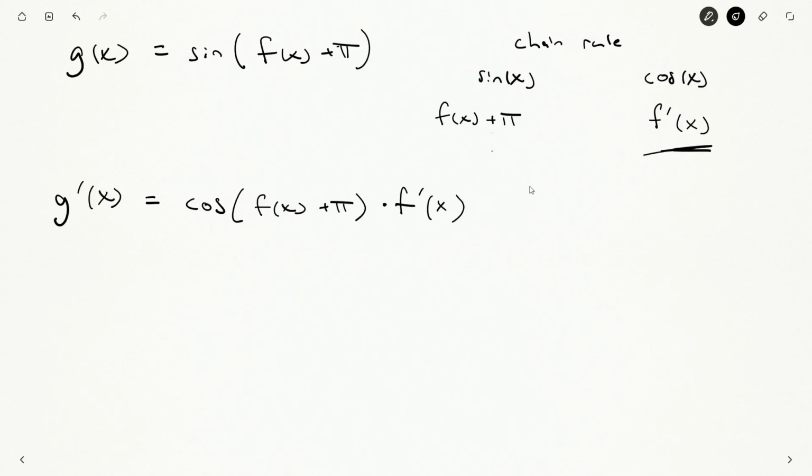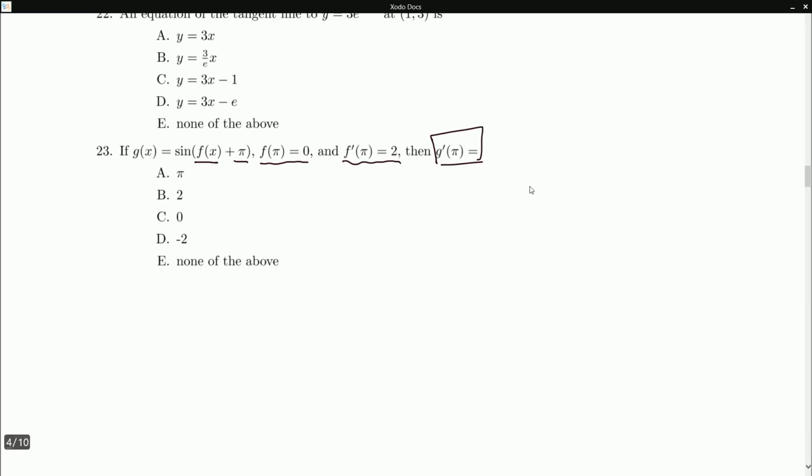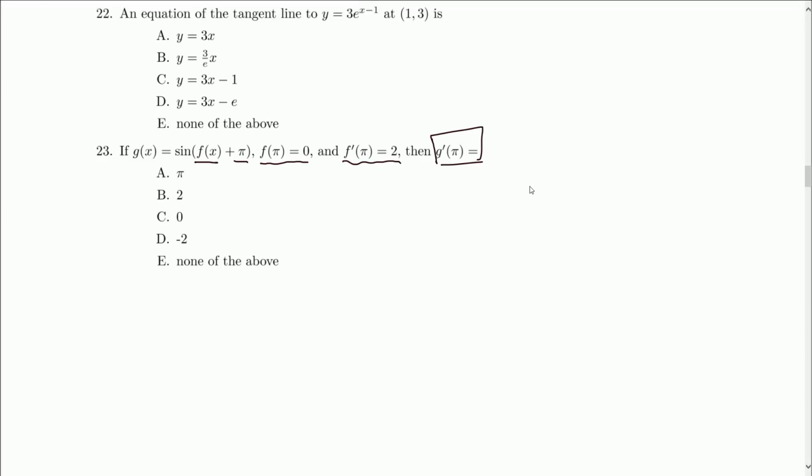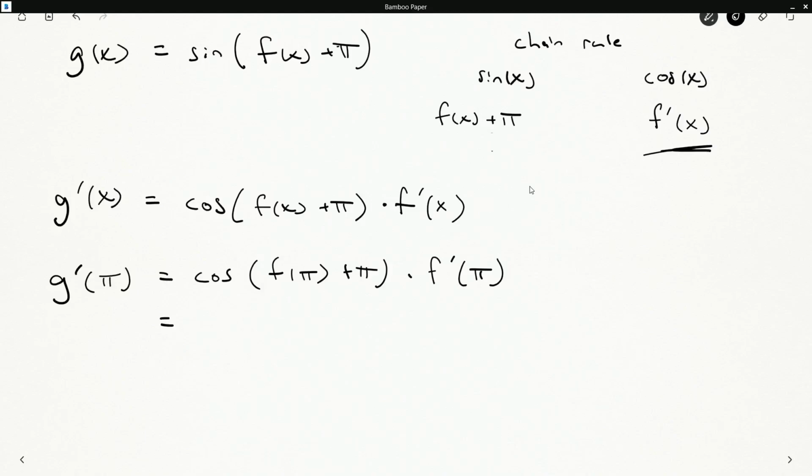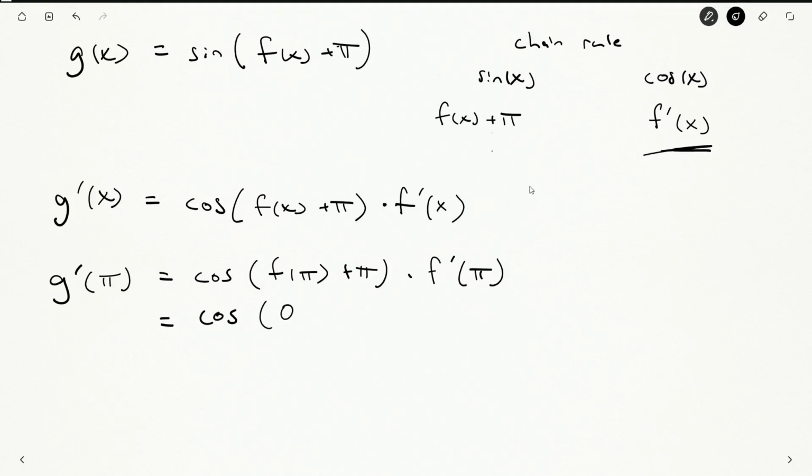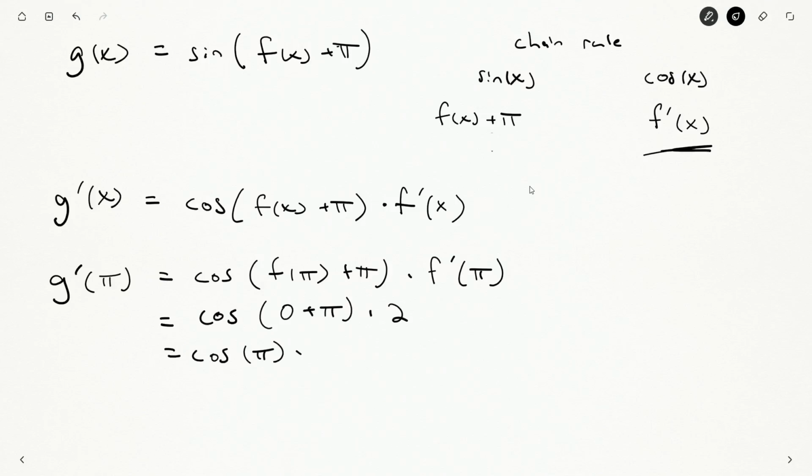We never forget that. So they want g prime at pi. Well, everywhere I see an x, plug in a pi. And now, hopefully, all the information they've given me will be able to give me an answer. So f of pi is 0, f prime of pi is 2. So this is cos of 0 plus pi times 2. This is cos of pi times 2.